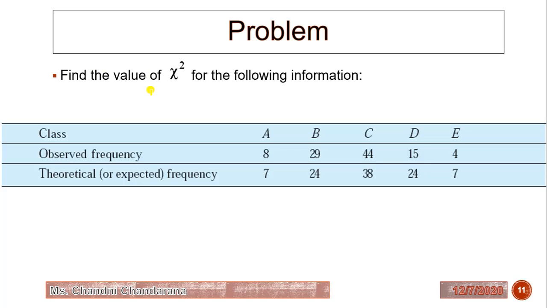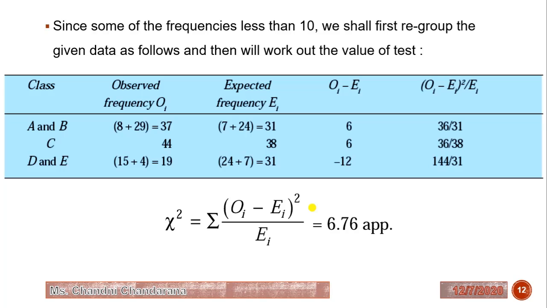Now we will see how we can calculate it in the second problem. Here we have to find the value of chi-square from the following information. We have the observed frequency as well as the theoretical, or expected, frequency for 5 items. So we can directly put in the equation. Since some of the frequencies are less than 10, we shall first regroup the given data and then work out the value of the test.